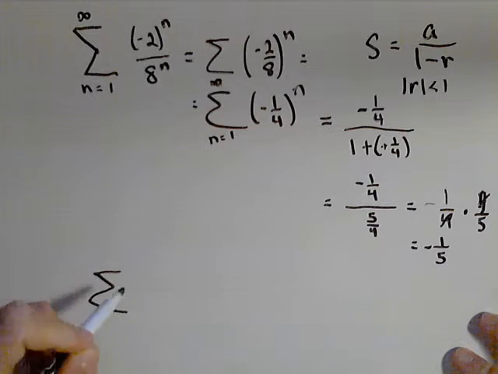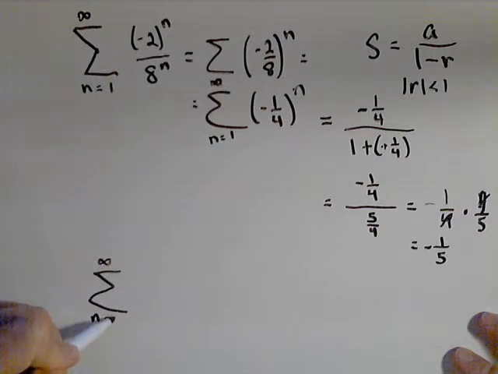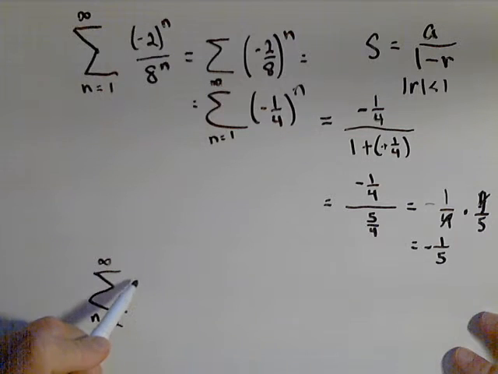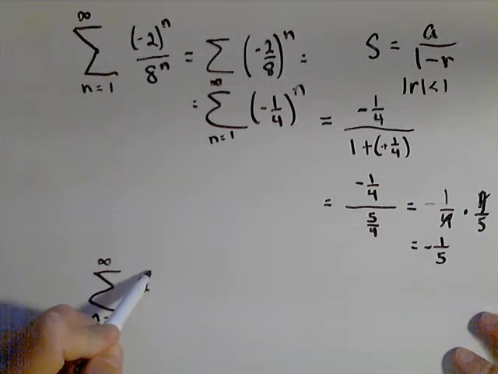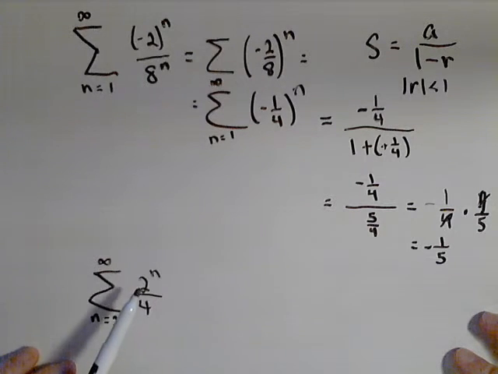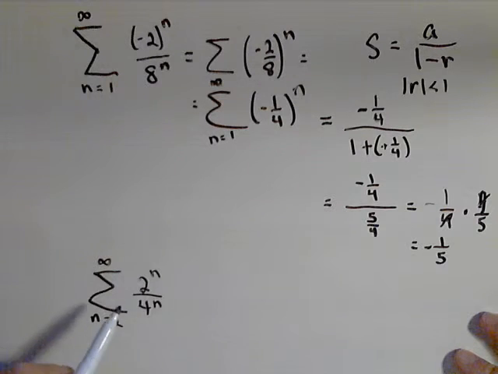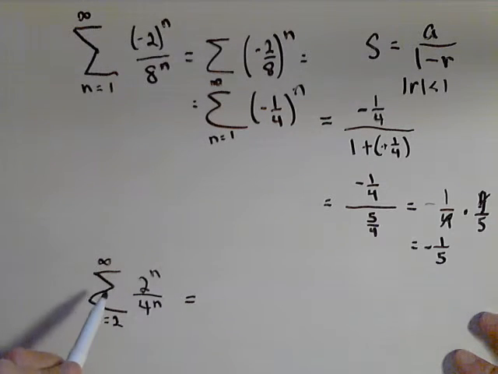Let's take a look at another one. What if we had our sum from n equals 2 to infinity of 2 to the n over 4? Well, in this, our common ratio is actually 2, so this is not going to converge. This will definitely diverge. We would need the 4 to be to the n in order for this to converge.